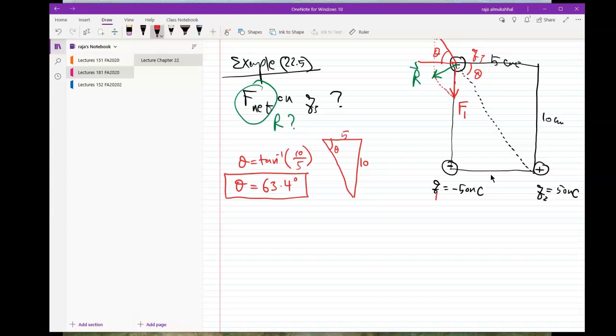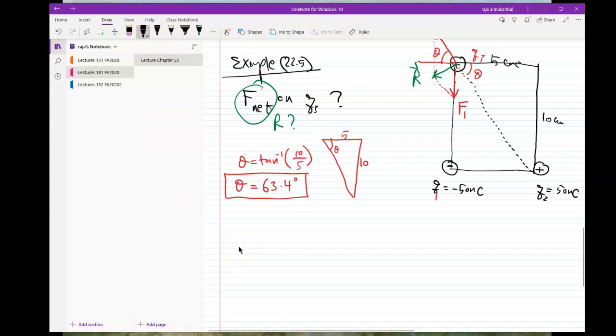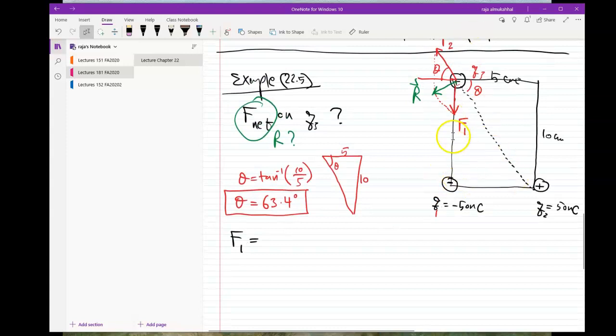Now, let me find the force F1. Let me go back to black. I'm done drawing, maybe. So what is the value of the force F1? F1 is the force between Q3 and Q1. Okay? And that's just the Coulombic attraction. That's going to be K Q1 Q3 over the distance between them, which is 10 centimeters, which is 10 times 10 to the negative 2 quantity squared. Is that okay?